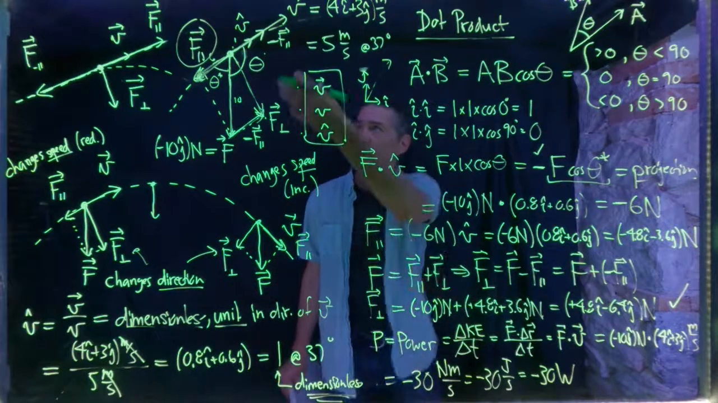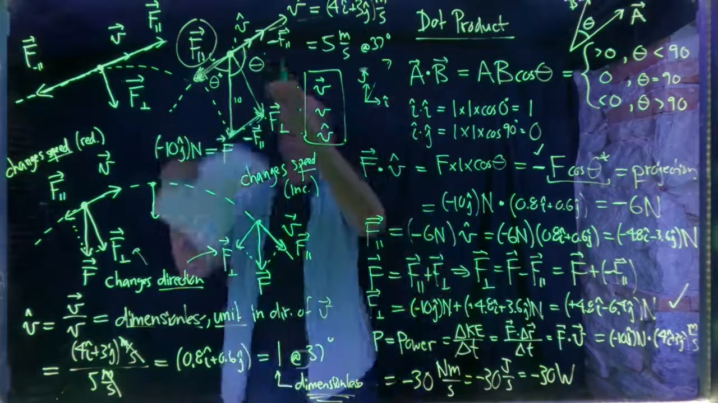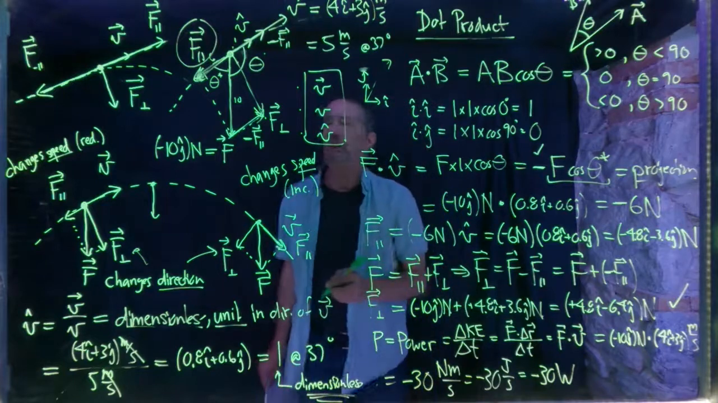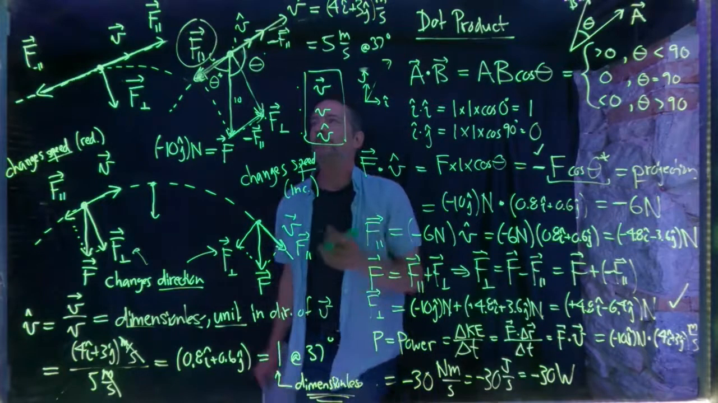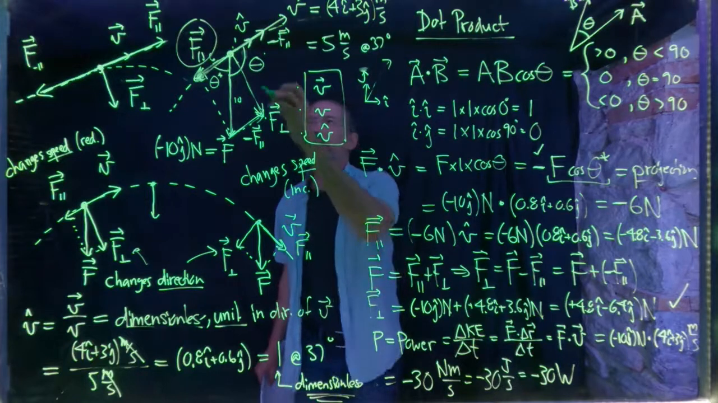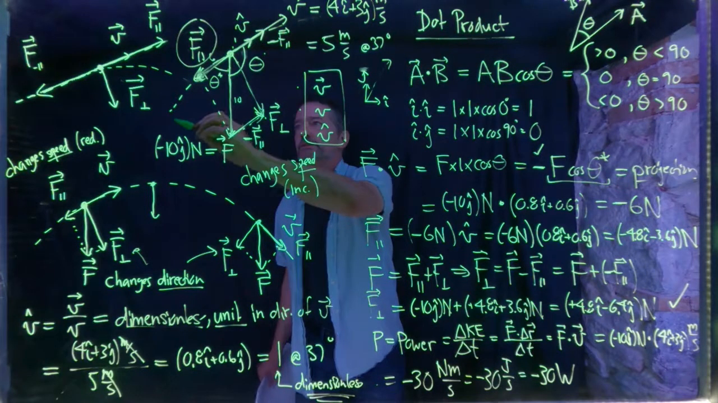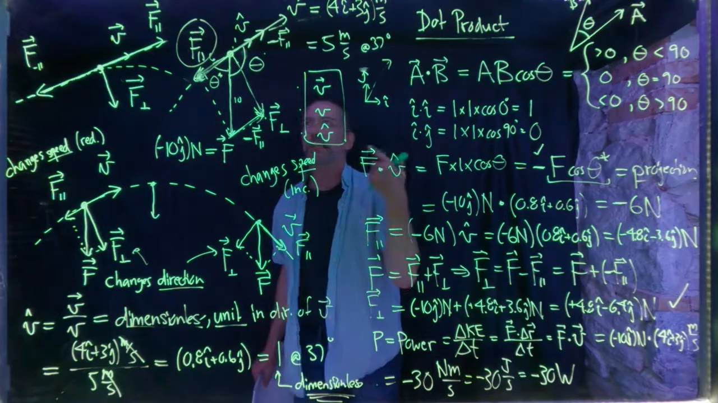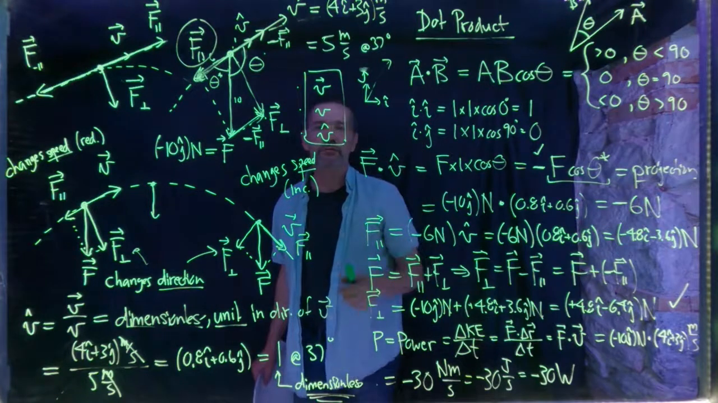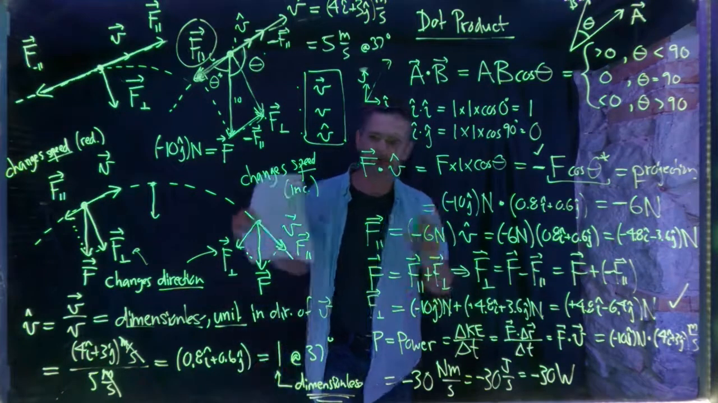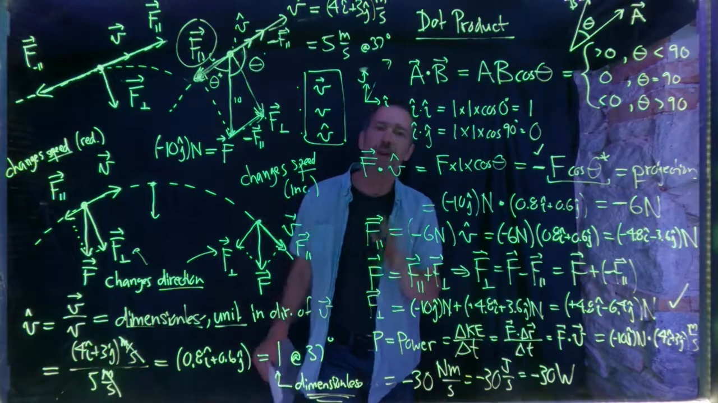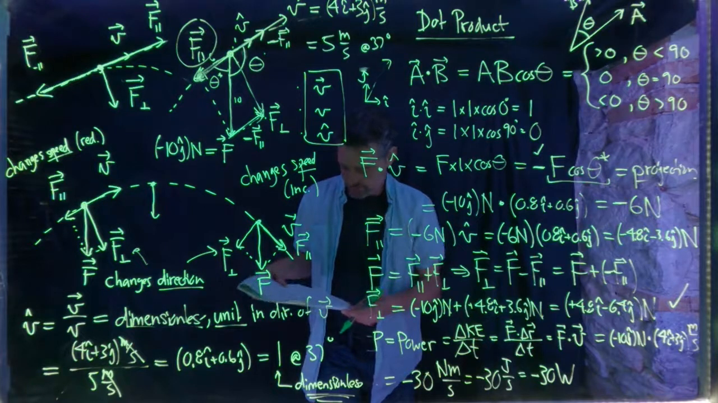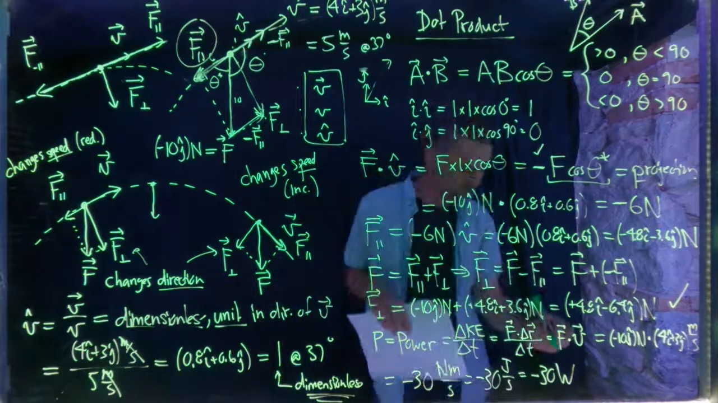We want to calculate the power, the rate at which the gravitational force is transferring kinetic energy to this object. We take the dot product and we get negative 30 watts. That means the gravitational field is removing 30 joules of kinetic energy per second. Because this is on the upward swing of its trajectory, its speed is decreasing, its kinetic energy is decreasing, and that kinetic energy is going into the gravitational field. So the gravitational field is delivering energy to this object at a rate of negative 30 joules per second.